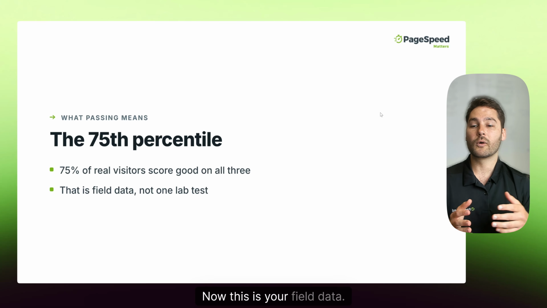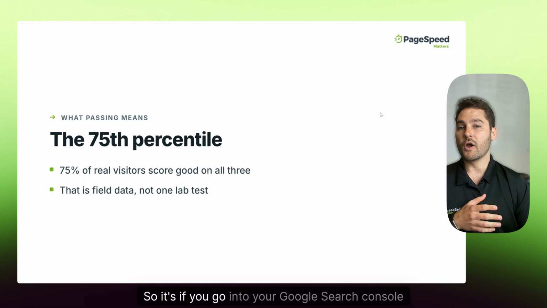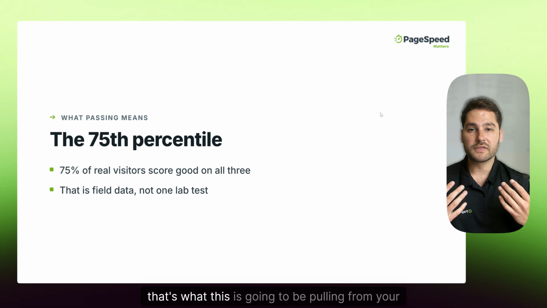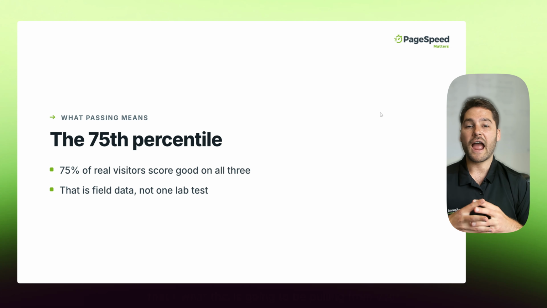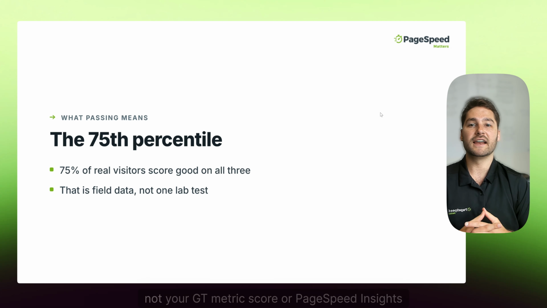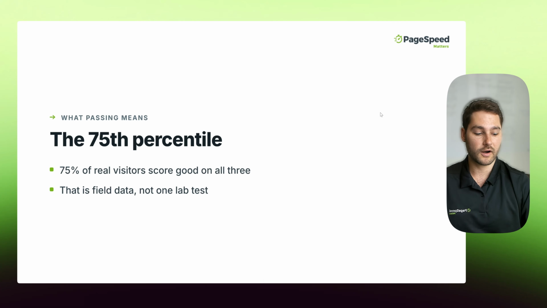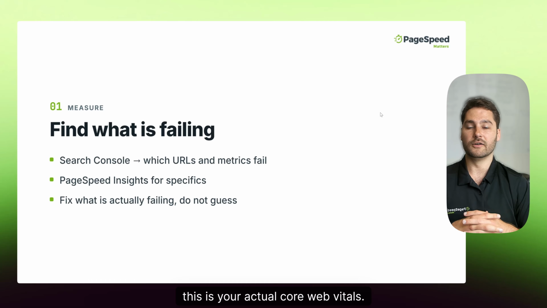Now, this is your field data. So if you go into your Google Search Console and you click on Core Web Vitals, that's what this is going to be pulling from: your actual visitors to the website, not your GTmetrix score or PageSpeed Insights score. And this is your actual Core Web Vitals.